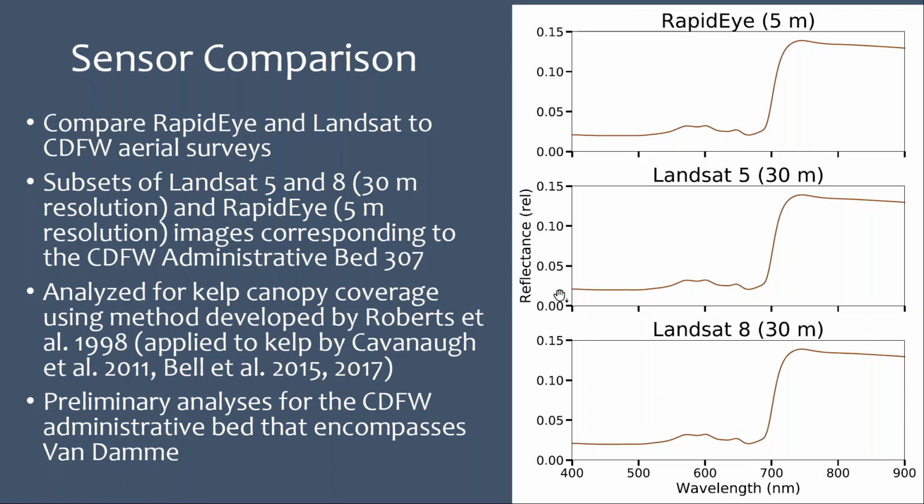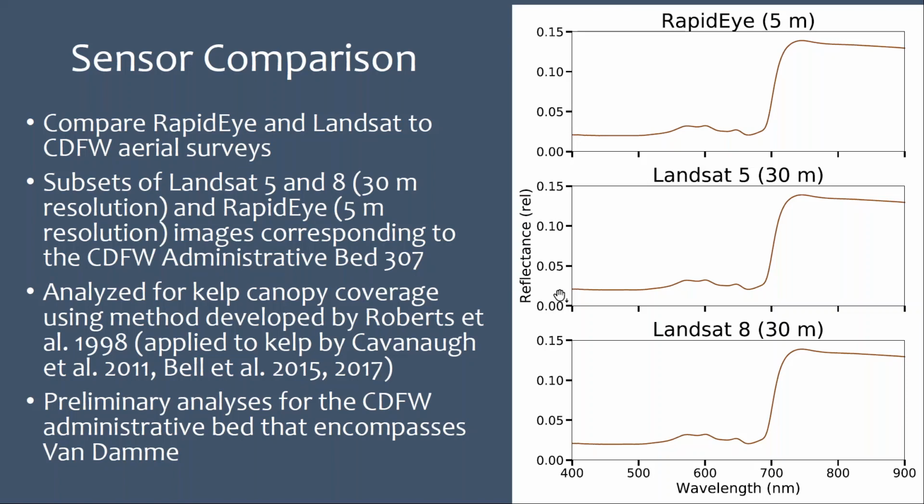Landsat has a 30-meter resolution pixel size, and RapidEye has a 5-meter resolution pixel. I analyzed kelp canopy coverage using methods developed by Roberts et al., which Tom had discussed in his talk, called MESMA, and has been applied to kelp by Tom and Kyle in multiple publications. So these are preliminary results from a comparison between these 3 sensors.